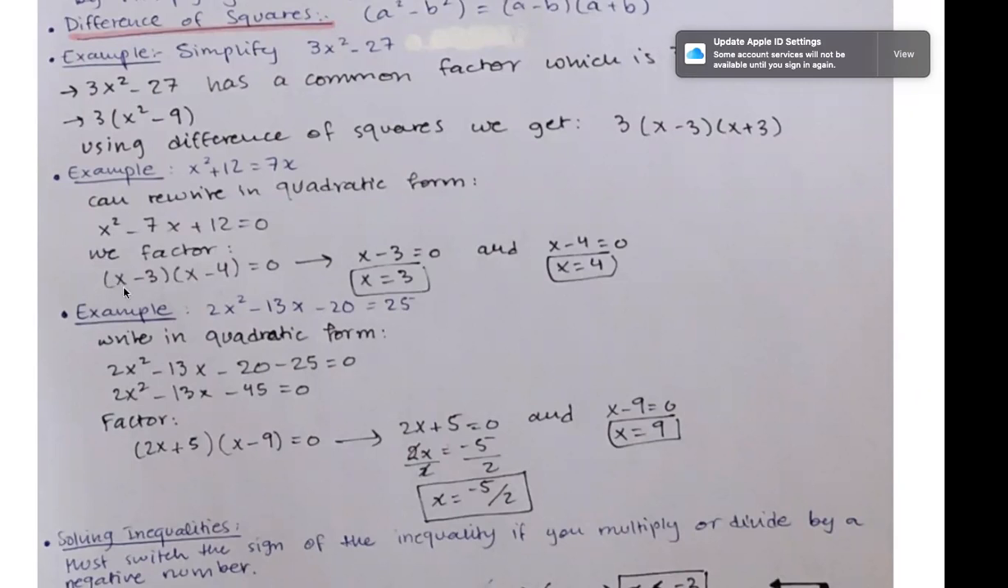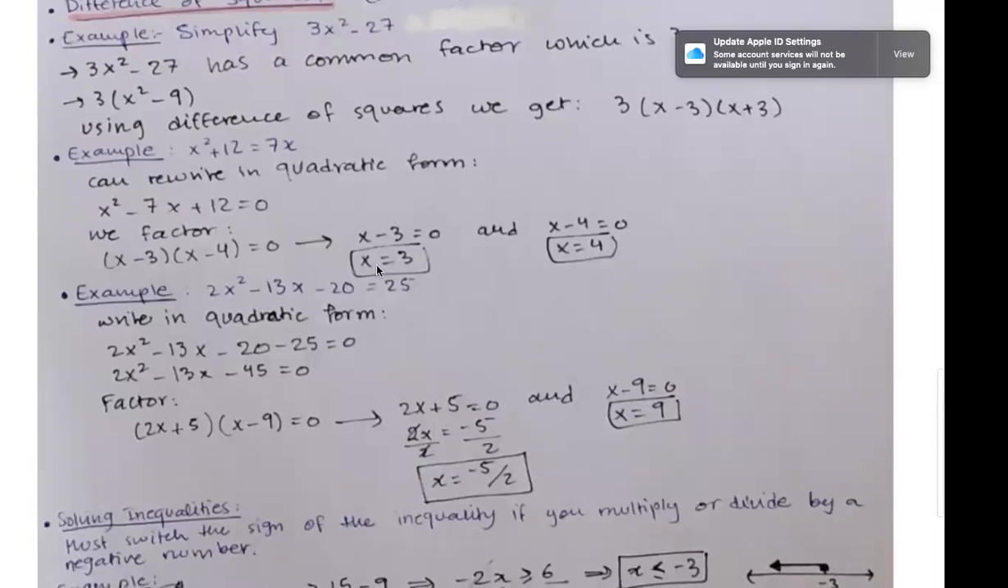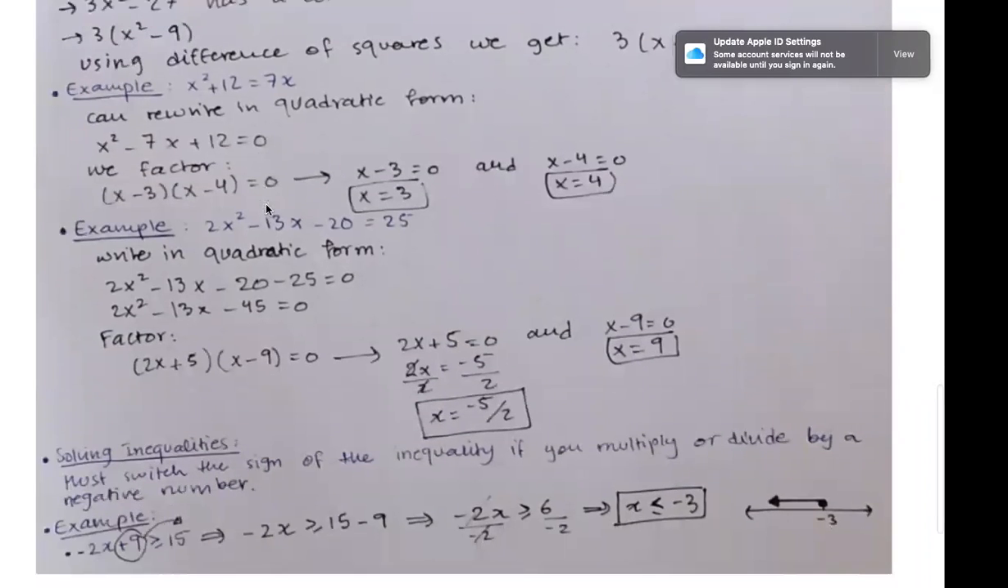So we get x minus 3 times x minus 4 equals 0. When you solve it, you solve x minus 3 equals 0 and x minus 4 equals 0, and then you solve for x. In both cases, you get two answers: x equals 3 and x equals 4. To check, you substitute each x into the original quadratic equation to get 0. If you get 0, then your answer is correct.